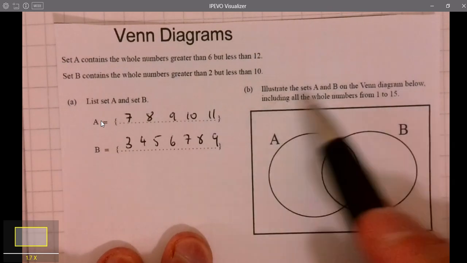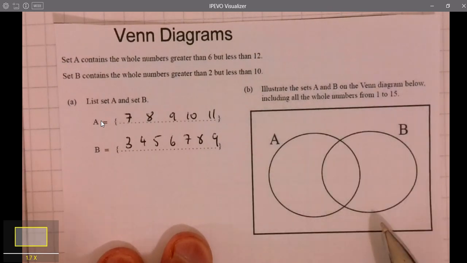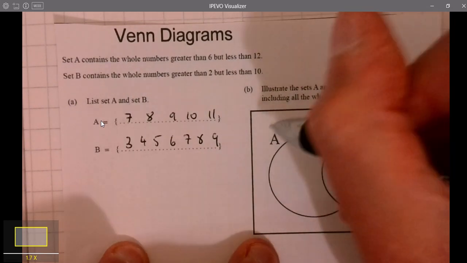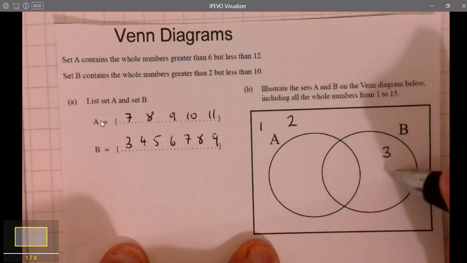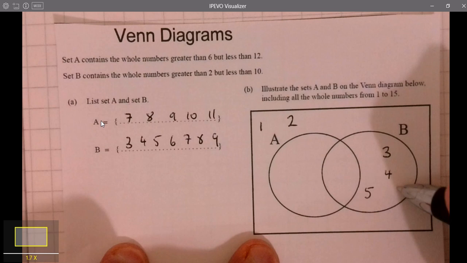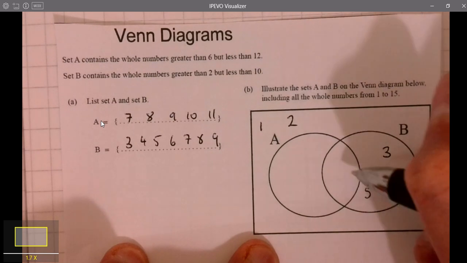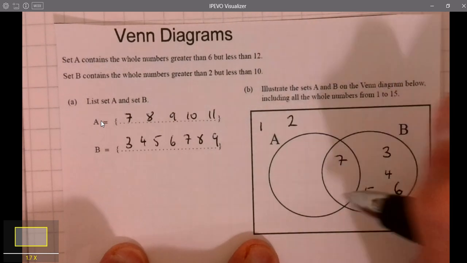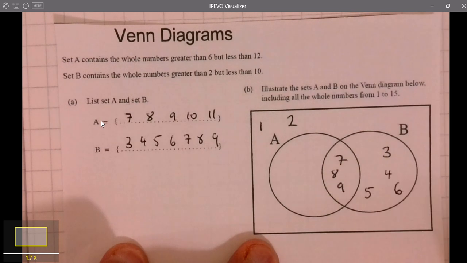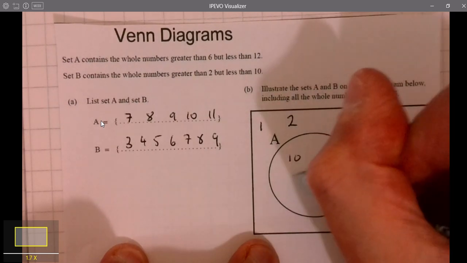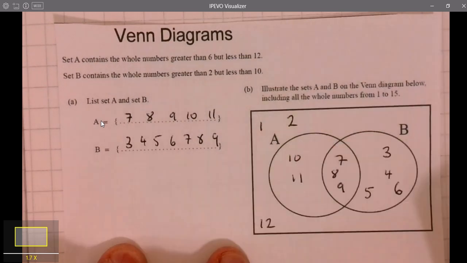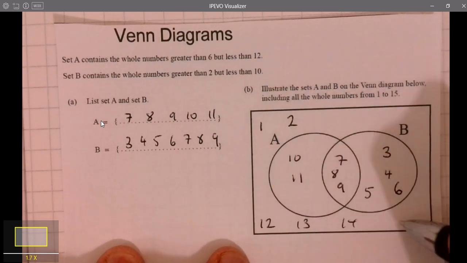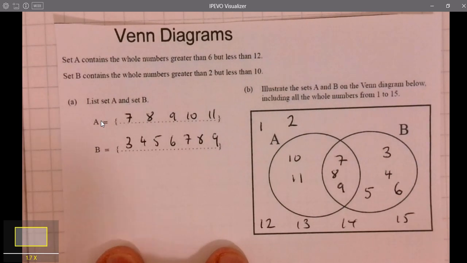So now we're going to put this into a Venn diagram. And we've got the numbers 1 to 15. So again, just go through in order. So 1, 2, they're all outside. And then 3, 4, 5, 6, 7 in the middle, 8, 9, 10, 11. Because I've got a very systematic approach, life is much easier. 12, 13, 14, 15. There you go. Look, how long does that take? Not very long at all.